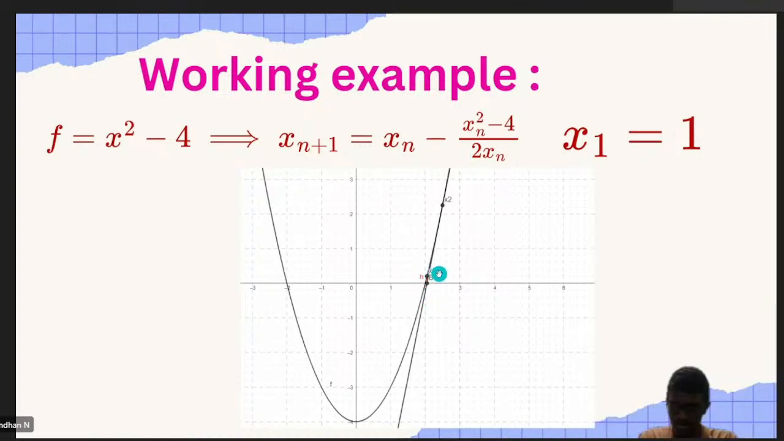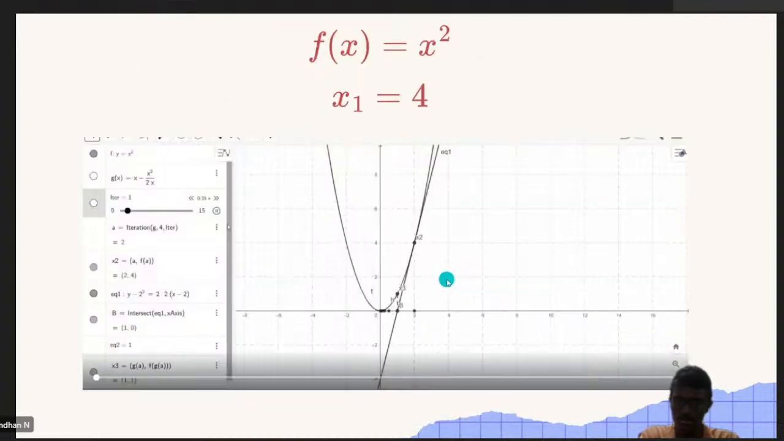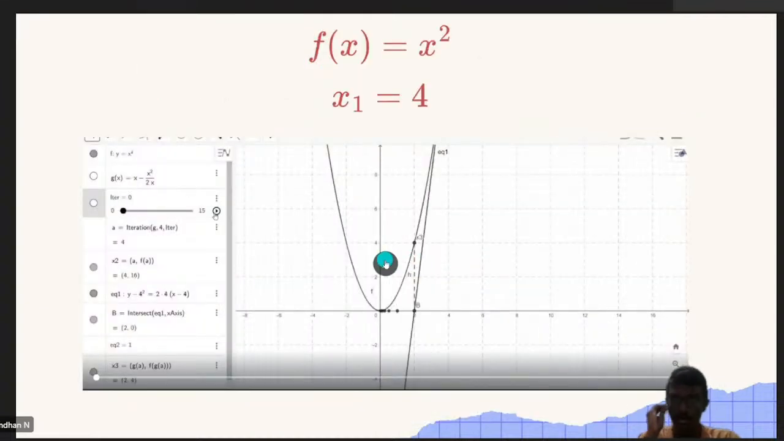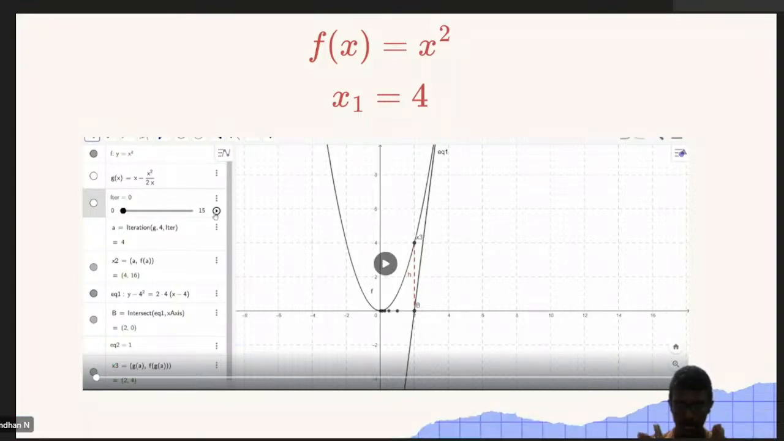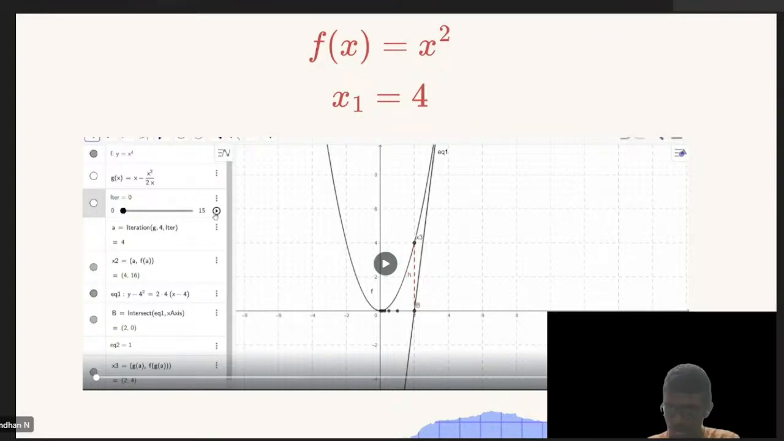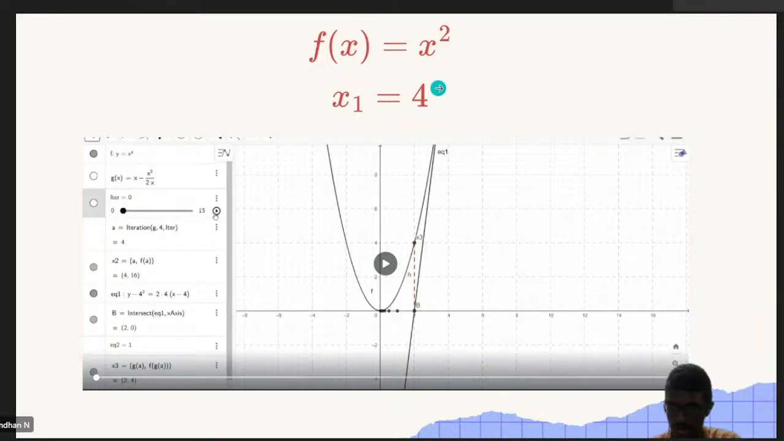And that becomes our x3, right? Well, once again, let me give you a visual so that you can understand it properly. This is our point. Once again, f of x equal to x square is the function which we intend to solve, and I'm taking x1 to be 4. Simply arbitrary. I can take whatever point I wish. So here I'm taking x1 equal to 4. Now, let's see what happens.